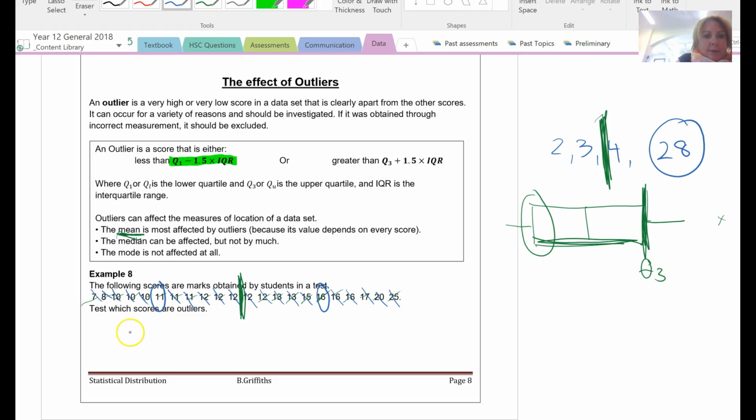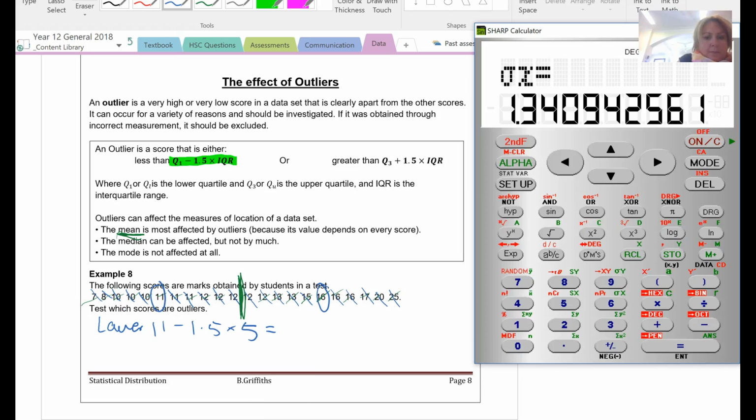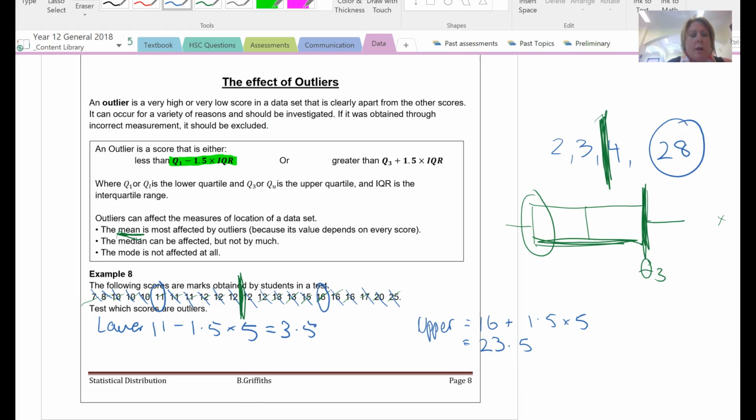So let's test it. Is 11 minus 1.5 times 5, so this is the lower one. I worked out this lower one as 11 minus 1.5 times 5, just applying this formula up here, and I got 3.5. Assuming no number is less than 3.5, there's no outlier at the bottom end.